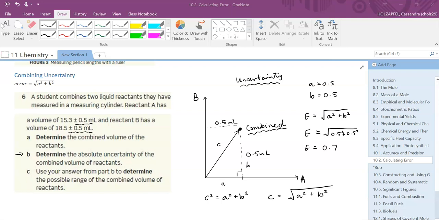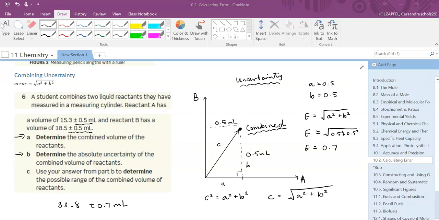And then we're just going to perform that calculation. The combined error, or the combined absolute uncertainty of the value of the volume of the reactants, is going to be plus or minus 0.7. Okay, so let's go ahead now and find the combined volume of the reactants. So I'm just going to add 15.3 to 18.5. So this is going to give me 5 and 8 makes 13, and then we carry the 1, 33.8 plus or minus 0.7 mils. So that was our combined volume of our reactants and our absolute uncertainty.